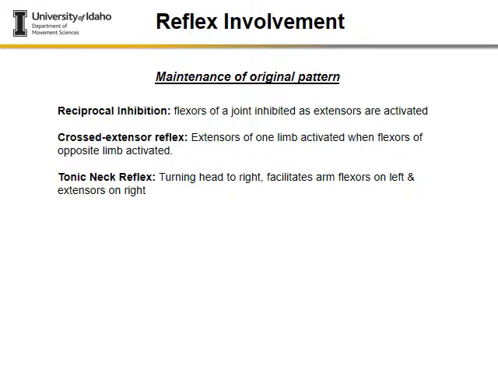And the extensions on the right. So it's that idea that whichever way my head turns, it's going to facilitate my two arms completely differently. One will have a flexor and one will have an extensor. And you'll see that used a lot in some rehab tools, the tonic reflex of the neck.